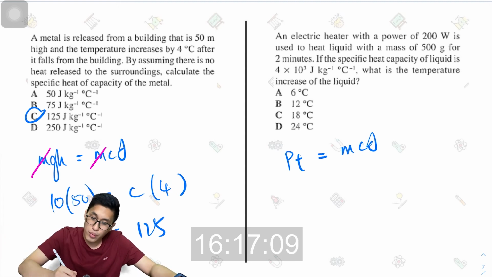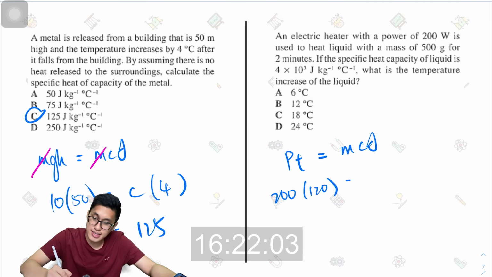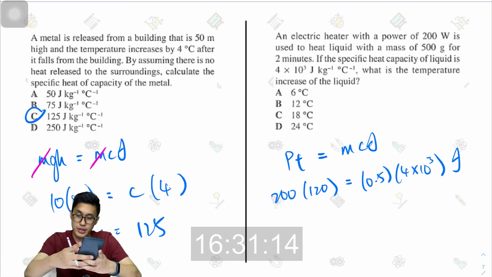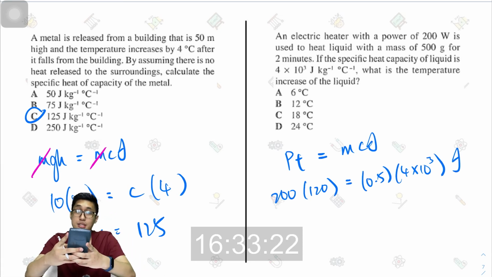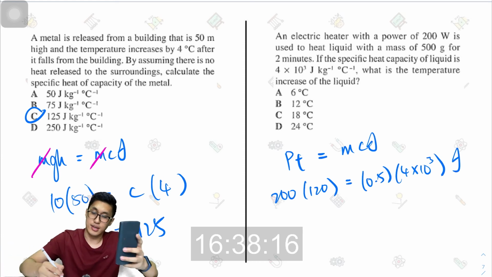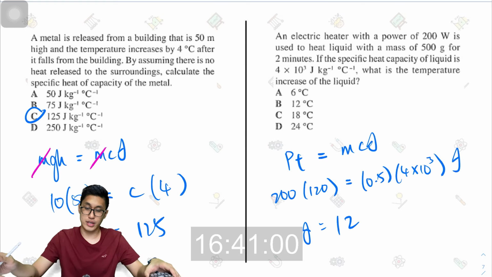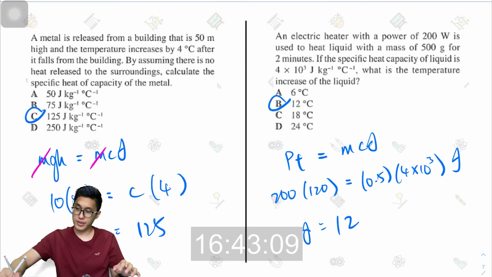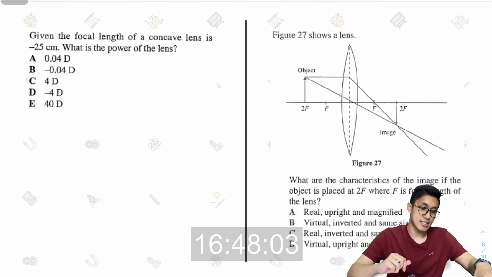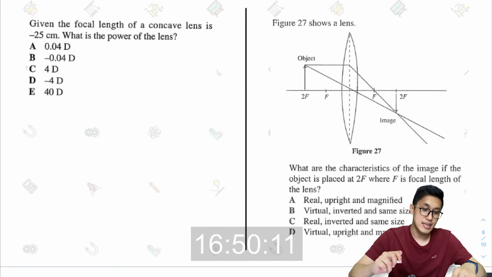Okay, so power, that's 200, time in seconds, 2 minutes will be 120 seconds. That is equal to 500 grams, 0.5 kg, times C, given as 4 times 10 to the power of 3, times the temperature increase, that's what we're trying to find. So 200 times 120 divided by 0.5 divided by 4 times 10 to the power of 3. Temperature difference is 12 degrees Celsius. B.